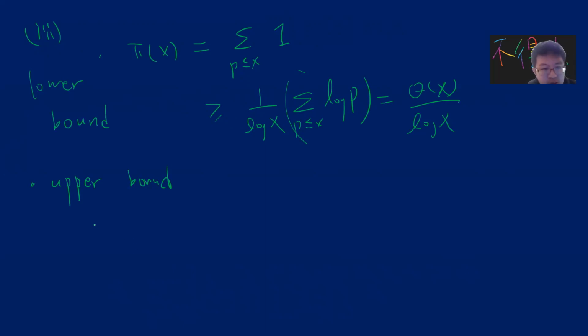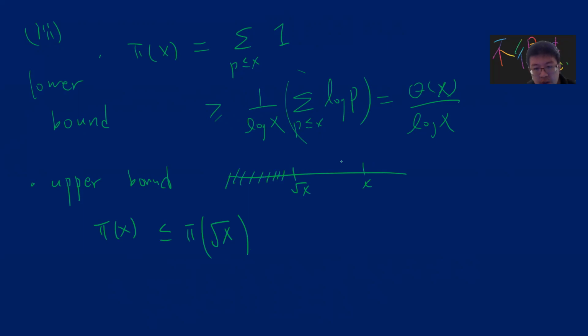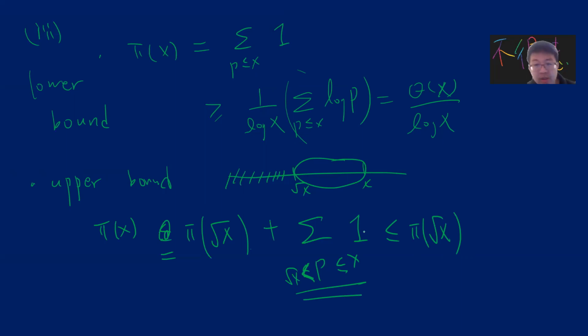Okay, so for the upper bound, let's do the standard technique. I use the square root of x. So pi of x is less or equal to pi of the square root of x, but these are all the primes here, and I want to count how many primes there are. So I should use 1, for p greater than the square root of x. Sorry, this is an inequality: less or equal to pi of square root of x plus the sum of this 1.